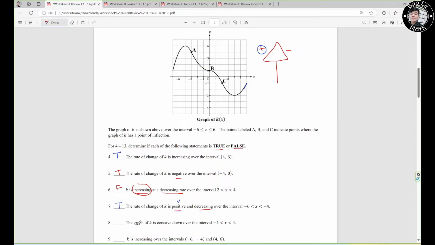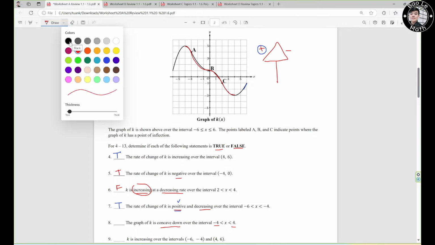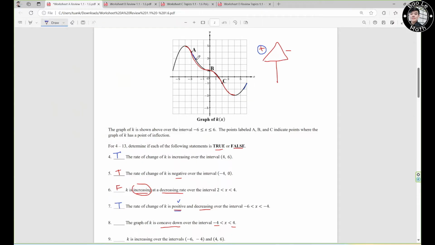Now question 8. The graph of the function k is concave down over the interval negative 4 to 4. So negative 4 to 4 is going to be right here. This is not the case, because from here to here the function is concave up, and from here to here the function is concave up. So that's wrong. So number 8 is false.